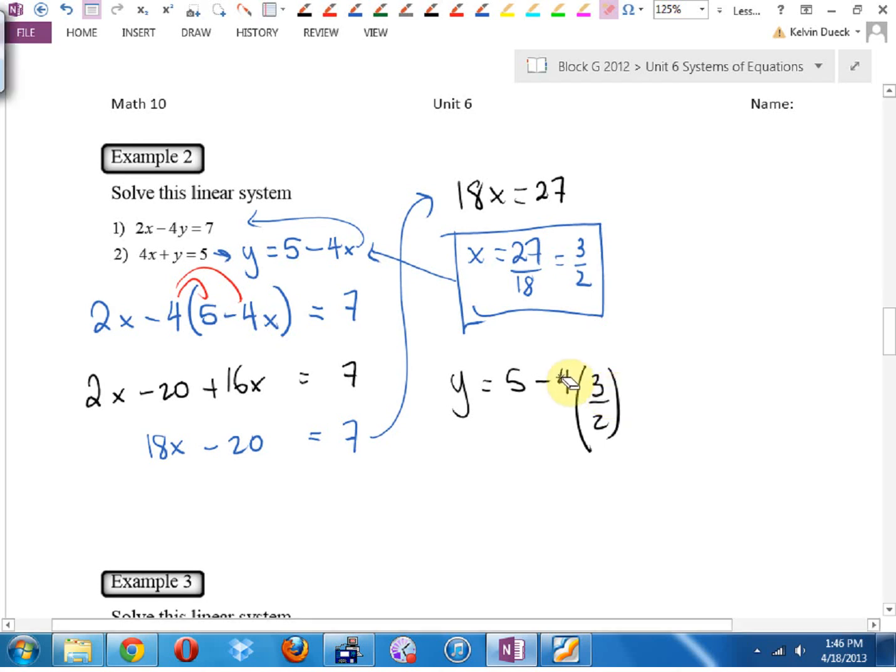Anyways, Cole, are you with me? 4 times 3, 12, divided by 2, 6. This is 5, take away. That whole thing is a 6. In your head, 5 take away 6? 1. Really?